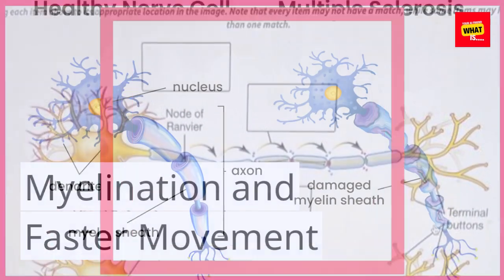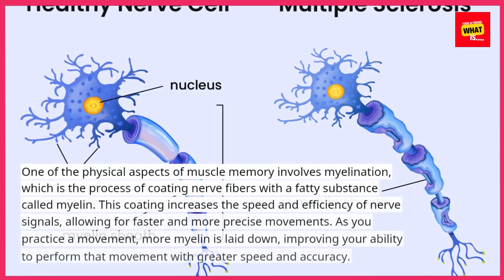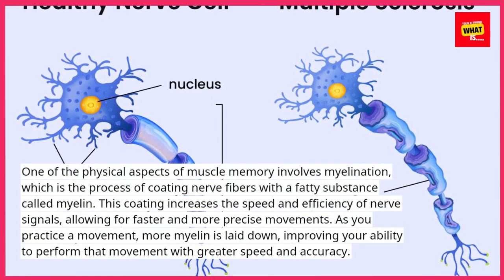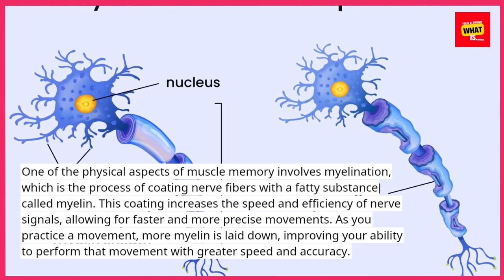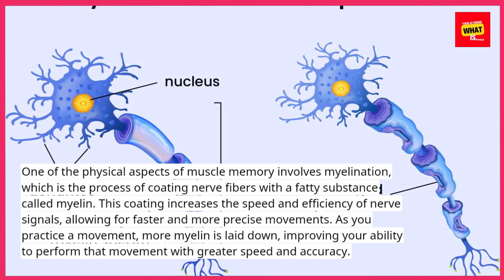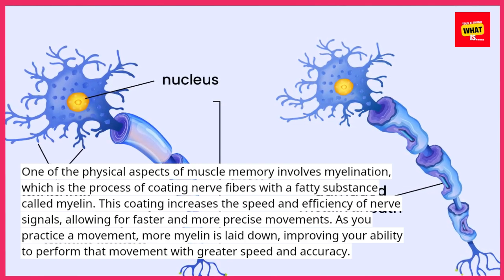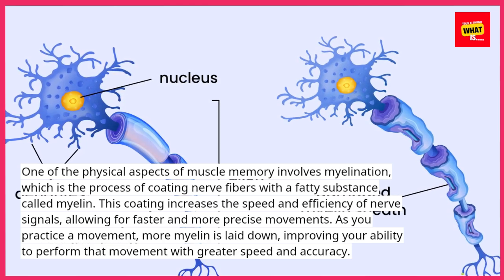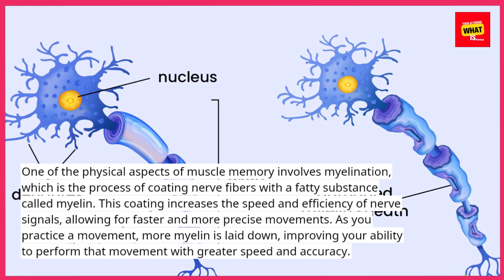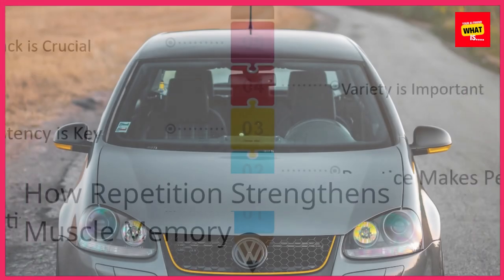Myelination and faster movement. One of the physical aspects of muscle memory involves myelination, which is the process of coating nerve fibers with a fatty substance called myelin. This coating increases the speed and efficiency of nerve signals, allowing for faster and more precise movements. As you practice a movement, more myelin is laid down, improving your ability to perform that movement with greater speed and accuracy.